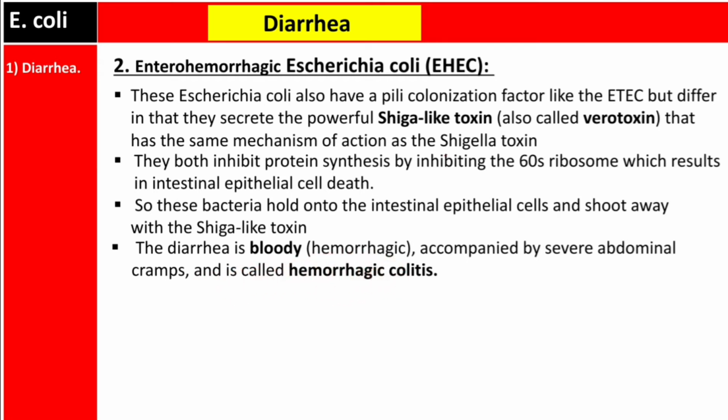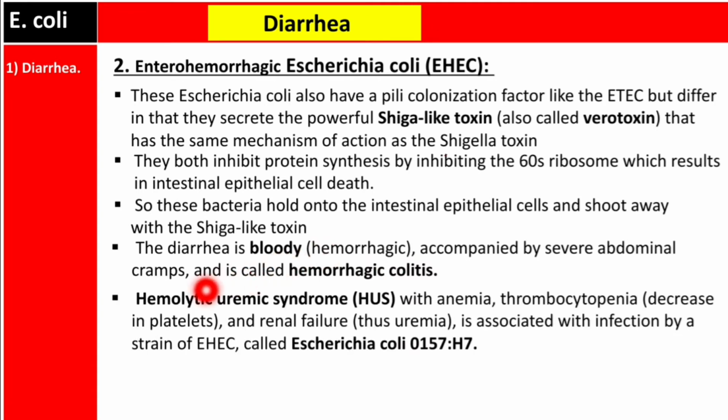Hemorrhagic colitis, right? So we have another condition called hemolytic uremic syndrome, with anemia, thrombocytopenia, that's decreased platelets, and renal failure, that's uremia. This one is associated with infection by a strain of EHEC called E. coli O157:H7. O157:H7, right? It's very important.